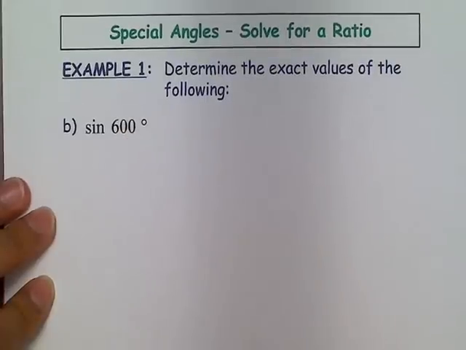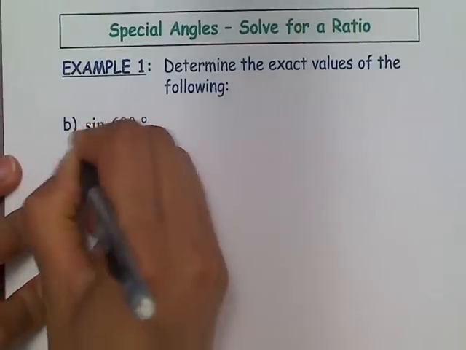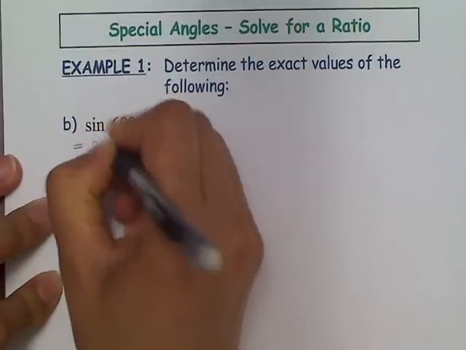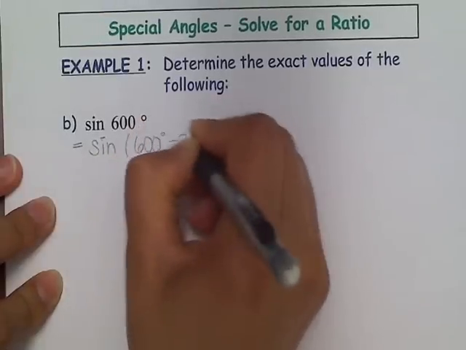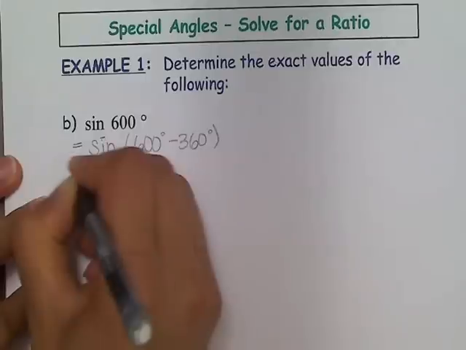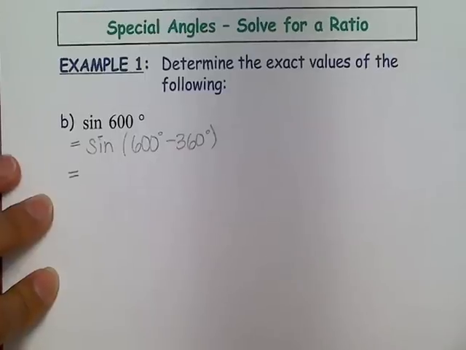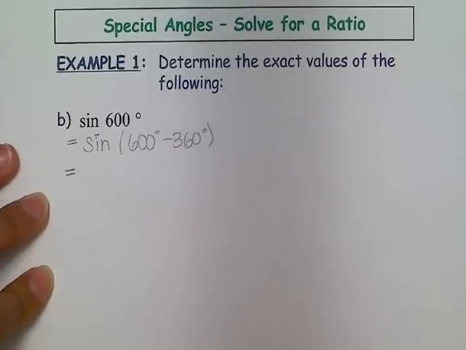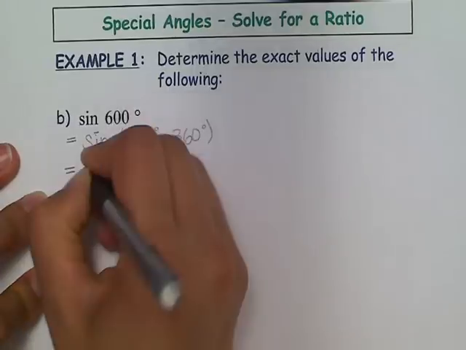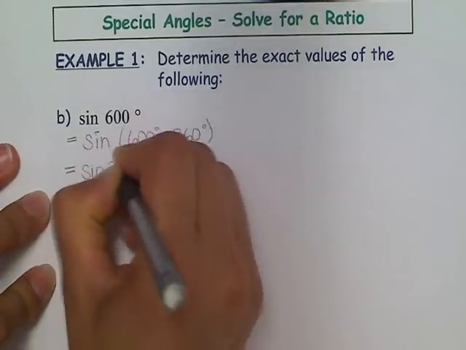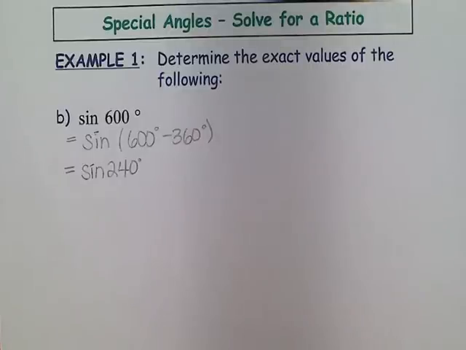Okay, so how can I get this angle within 0 and 360 degrees? Well, all I need to do is backtrack and go back 1 full rotation. And so what I could do is rewrite this angle as a smaller angle by subtracting a full rotation from it. And so if I subtract the full rotation from it, the terminal arm should end up back to where it was anyways. It's just less rotations instead of 1 full rotation and then some. So what I end up with is a sine of 240 degrees.